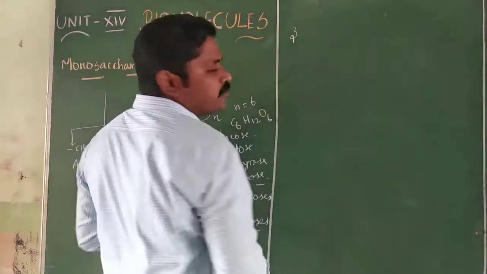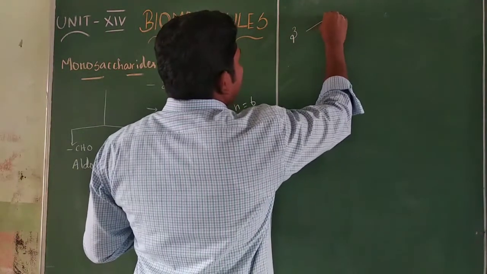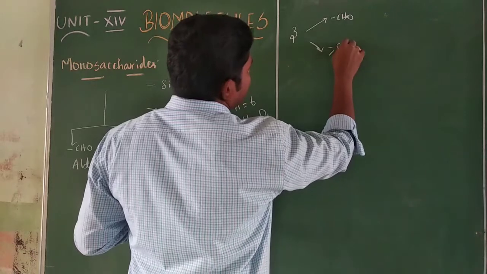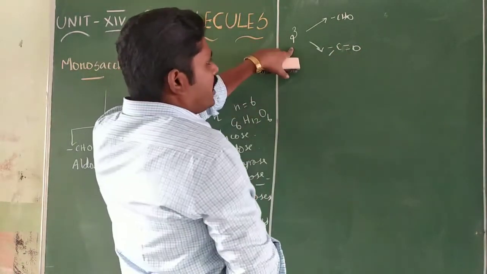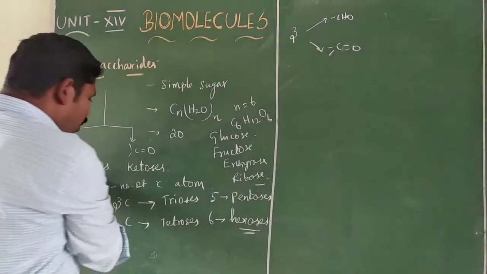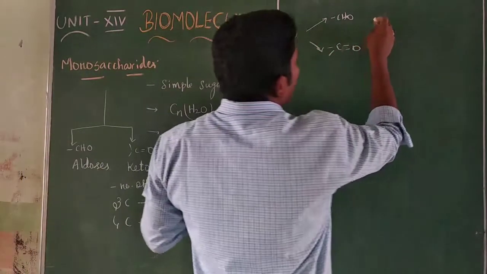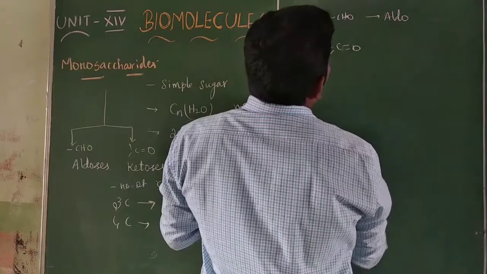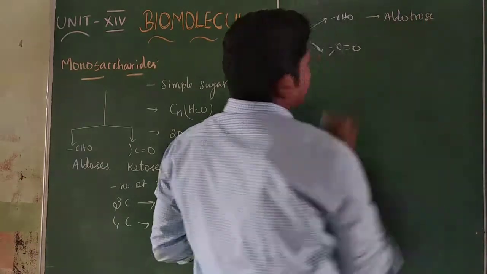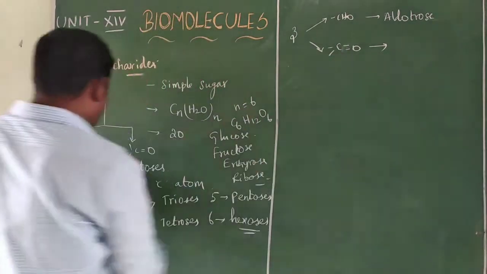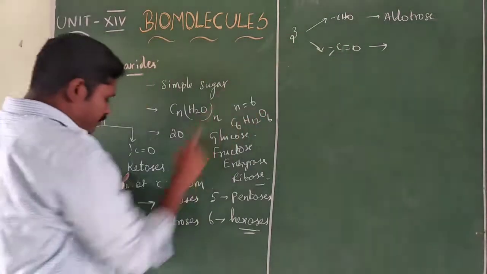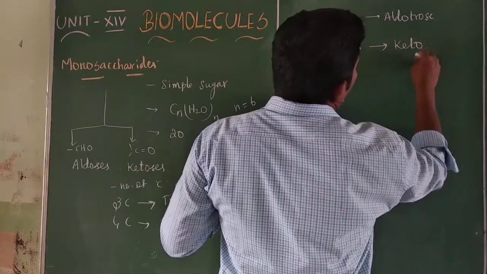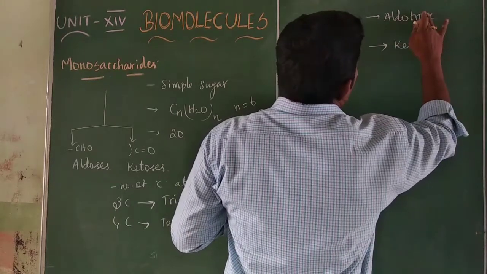The number of carbon atoms is 3. If the functional group is an aldehyde, it is an aldotriose. If the functional group is a ketone, so ketose, and the number of carbon atoms is 3, it is a ketotriose.